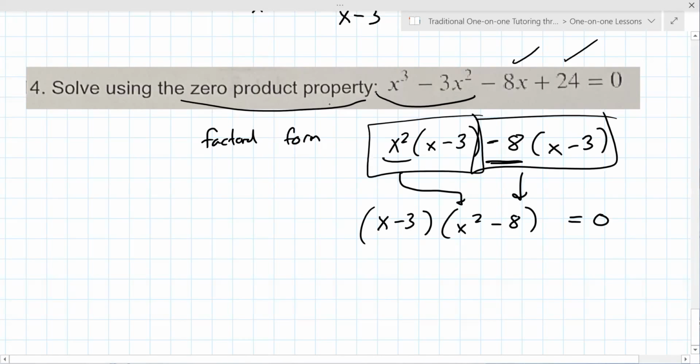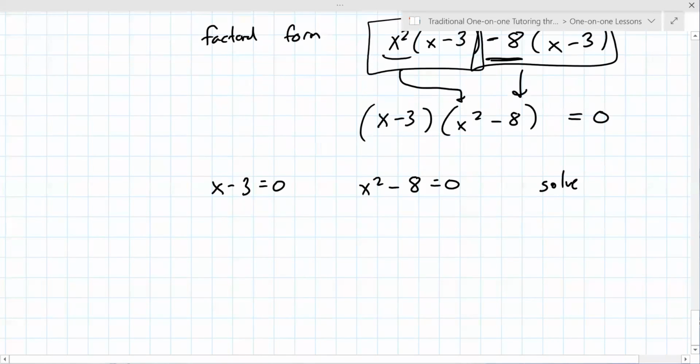And that's what it means by the zero product property. And you already know to do this. x minus 3 equal to 0, x squared minus 8 equal to 0. And you have to solve. So x equals 3.